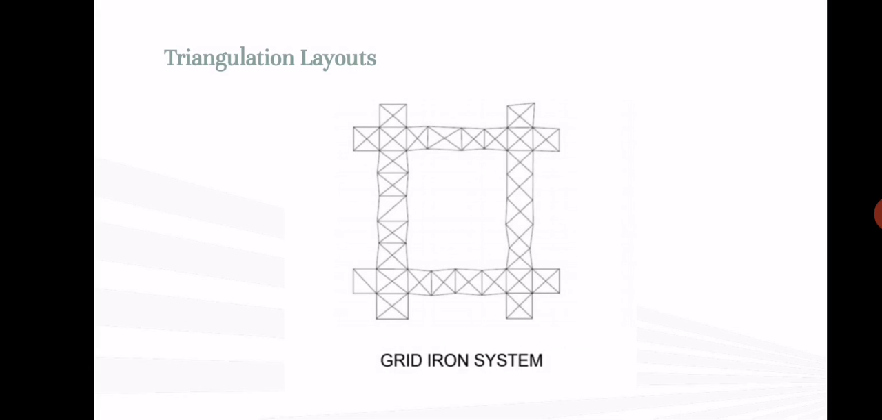The next layout is Gridiron System. As you can see, it is in the form of a grid, making the crisscross formation, and that's why it is termed as Gridiron System.